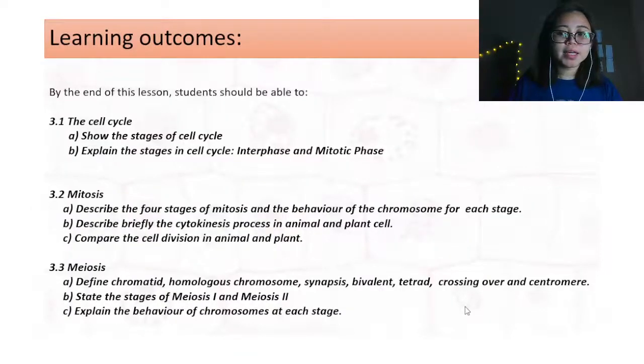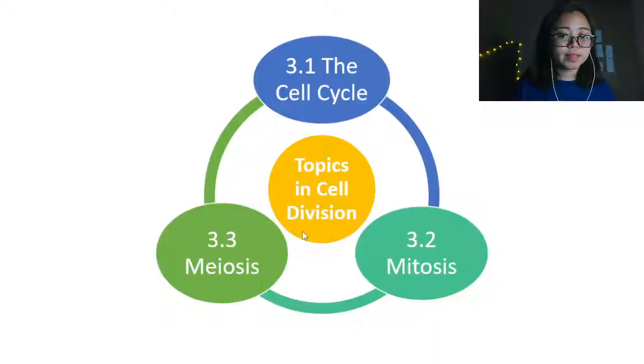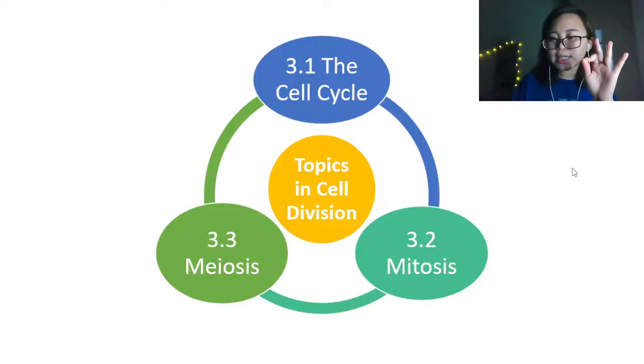Okay. So these are the learning outcomes for this chapter. We hope that by the end of this chapter, you will be able to answer questions that are relating to all of these points. Okay, so this chapter is divided into three main subtopics: the cell cycle, mitosis, and meiosis. And we will go straight into 3.1, the cell cycle. If you're ready, let's go.